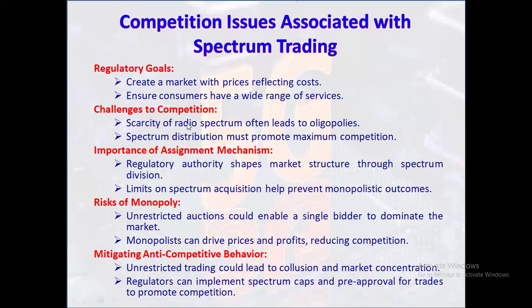Next, importance of the assignment mechanism. The mechanism used to assign spectrum is crucial for establishing a competitive market structure. Regulatory authorities play a key role in determining how the spectrum is divided among users and setting limits on the maximum amount of spectrum any single entity can acquire. By carefully designing the assignment process, regulators can influence market dynamics to ensure that no single provider can dominate the spectrum, which in turn helps maintain a competitive landscape that benefits consumers.